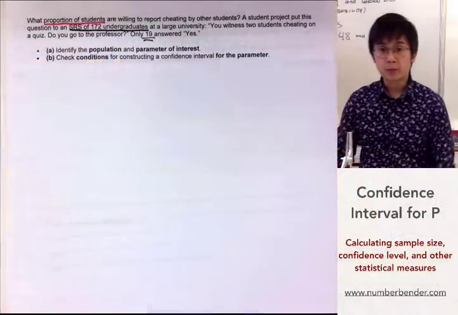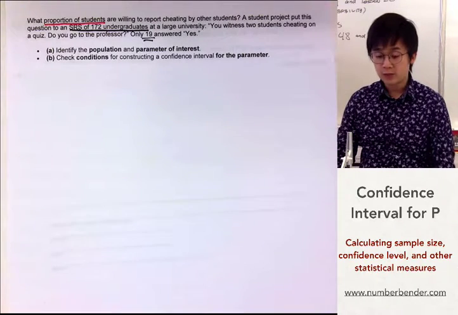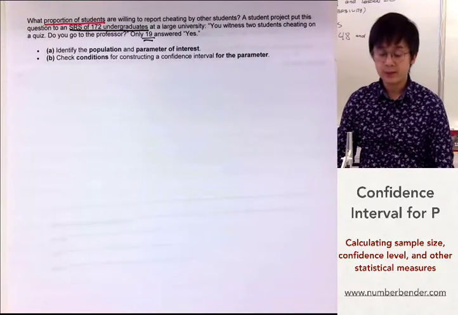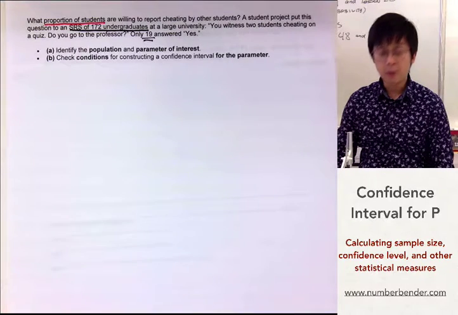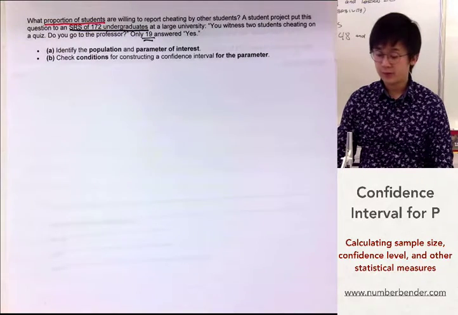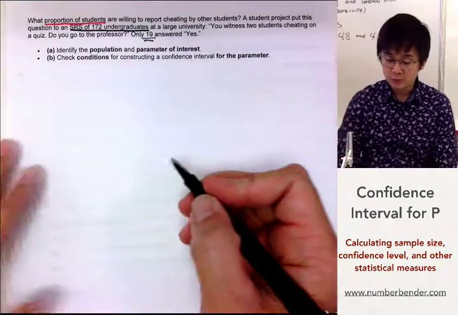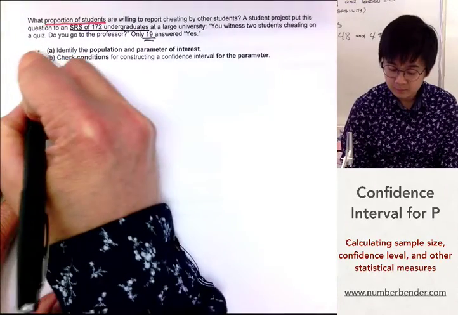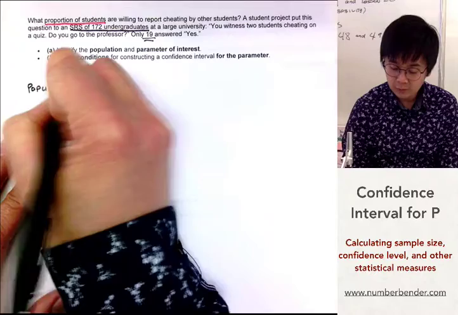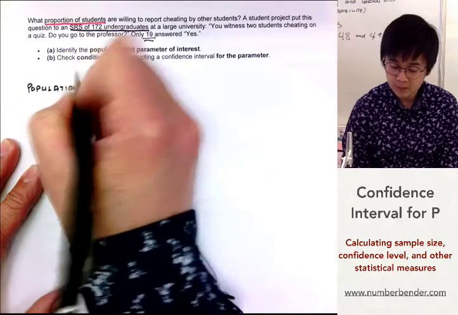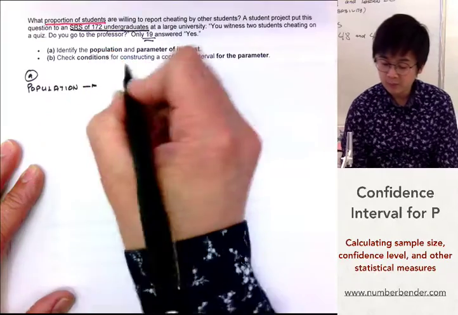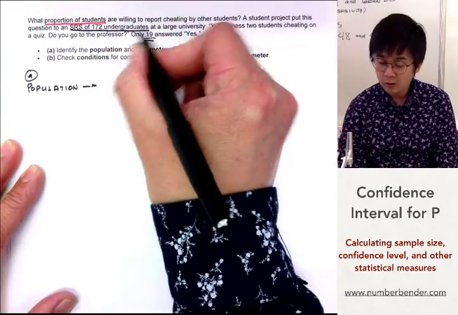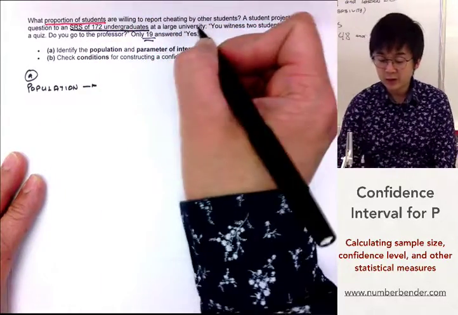Today we're going to be answering problems involving confidence interval for population proportion. So the first problem that we're going to be working on is identifying population and parameter of interest. Now the first one, which is the population, for this word problem, for letter A, the population is simply all undergraduate students at a large university.